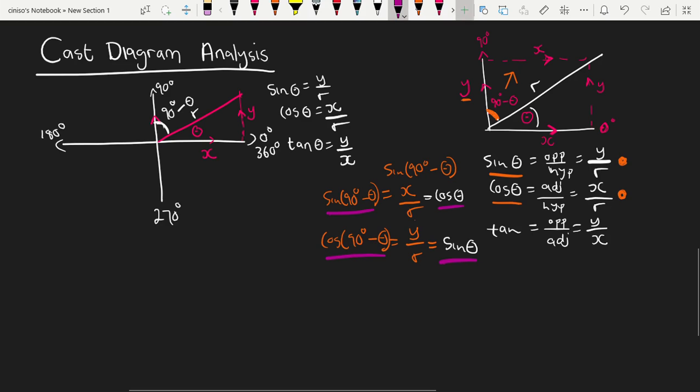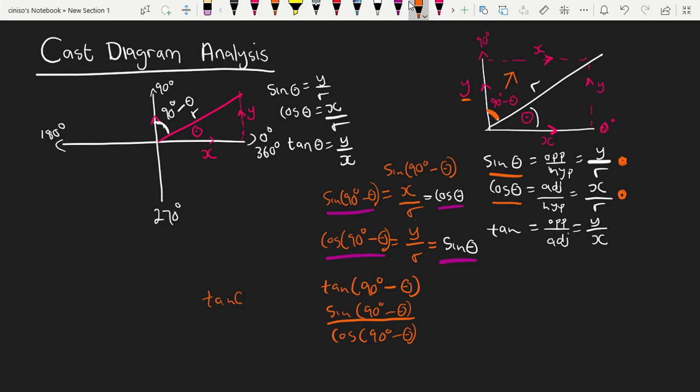And then now, lastly, we have tan of 90 degrees minus theta. So this one, I would like us to break it down. So how do you break tan down? You break it down into sine of 90 degrees minus theta all over cos of 90 degrees minus theta. So this is tan, right? Tan of theta is equal to sine of theta over cos theta. So it's the same thing.